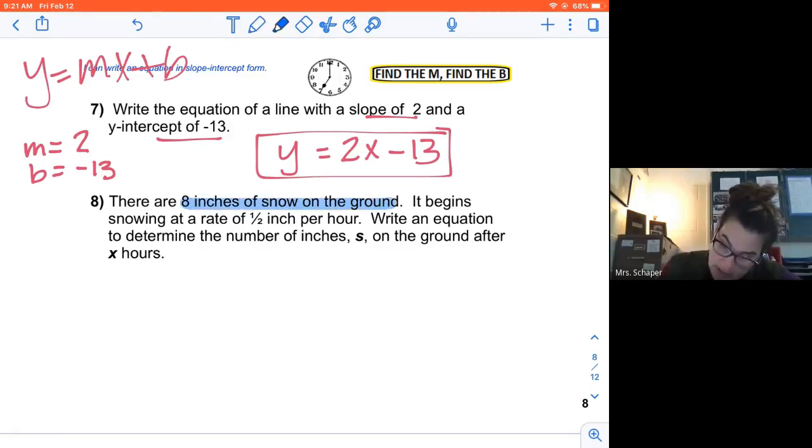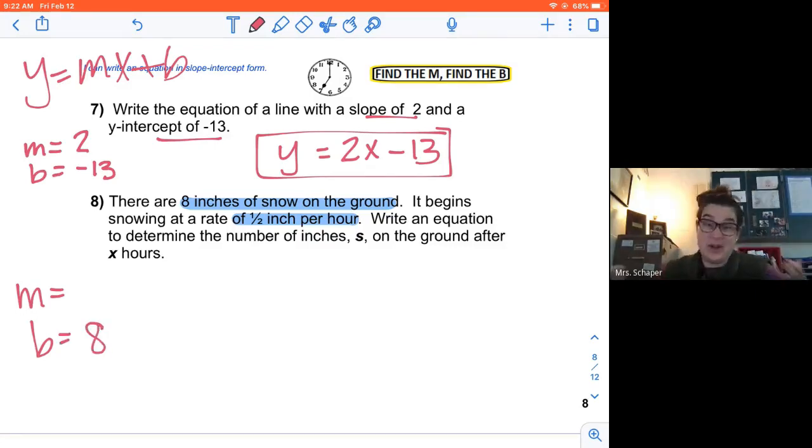Number 8, there are 8 inches of snow on the ground. It begins snowing at a rate of 1/2 inch per hour. Write an equation to represent the number of inches on the ground after x hours. So rate of change, beginning. Looks like my beginning is 8 because I'm starting with 8 inches on the ground. And then my rate of change is 1/2 inch per hour.